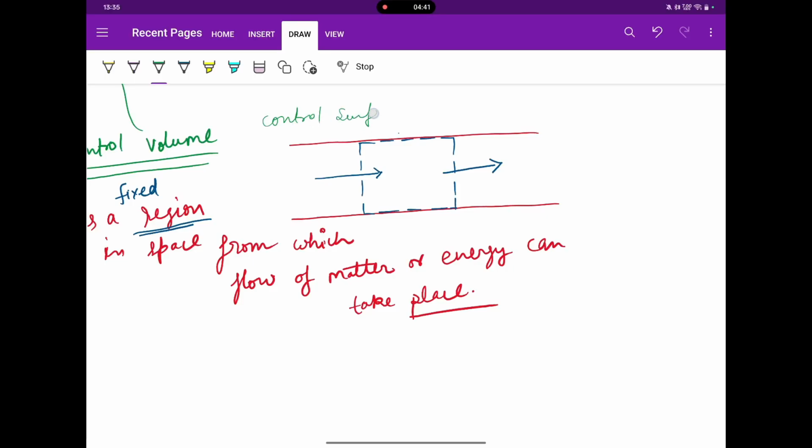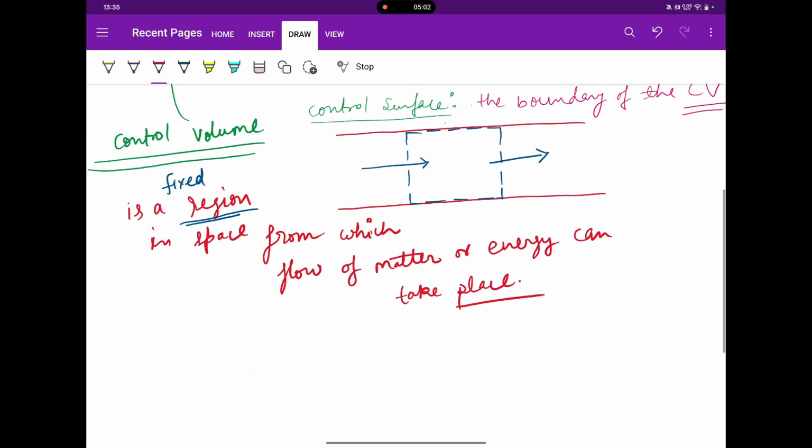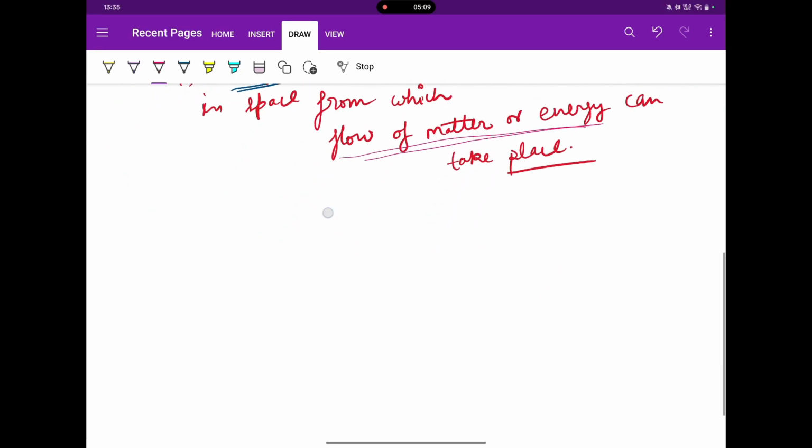Control surface. So what is control surface? The boundary of the control volume. I'm going to denote them as CV and CS. This boundary of the control volume is the control surface, and where this change or flow of matter or property is occurring, it is occurring through the control surface. Now I'm going to come to the RTT.